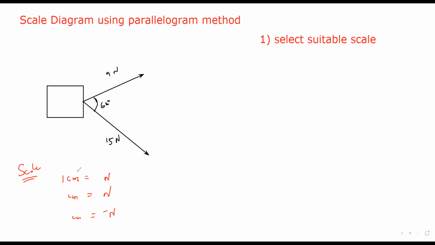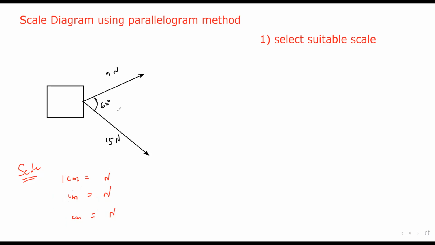1 centimeter is 2 Newton. So if 1 centimeter is 2 Newton, then 9 Newton will be 4.5 centimeters, and 15 Newton will be 7.5 centimeters. So any suitable scale is acceptable. Is it clear? The first point is that you select a suitable scale.